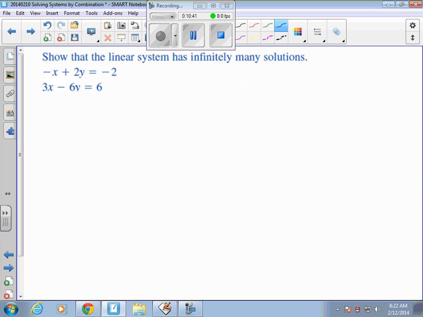Copy this one down. To show that the linear system has infinitely many solutions, again, all you're trying to do with this one is prove they're the same equation. If they're the exact same equation, then it'll just graph on top of this. It'll share every point.